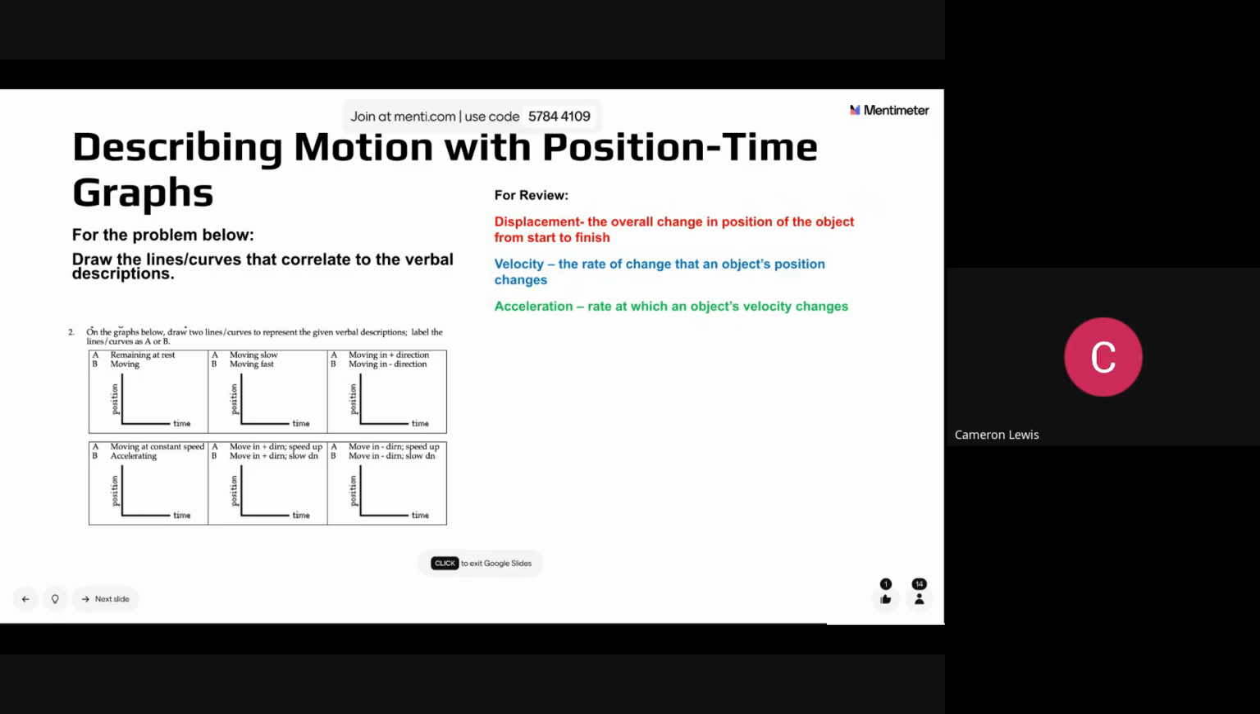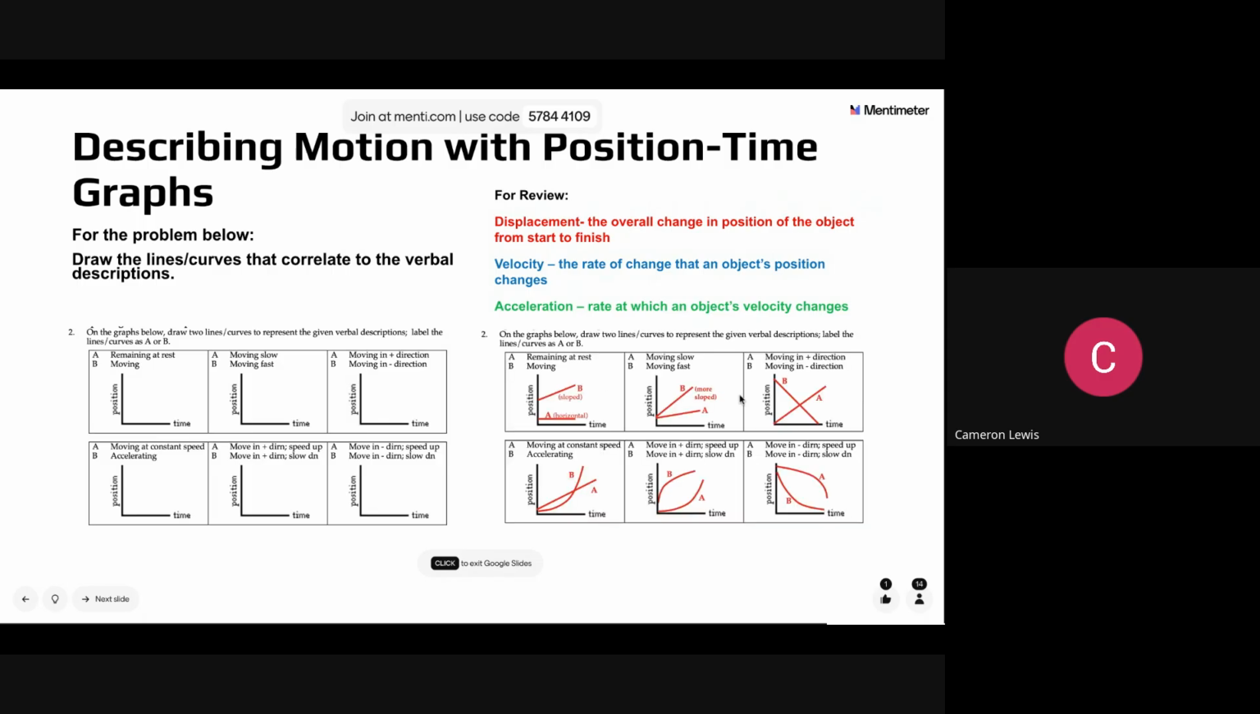So now we're just doing position and time right now. We're going to do a lot more graphing next class to really bring it all home. But let's just look at these answers to see how close you guys were. So for the first one, I heard the first one, rest, would be a horizontal line. And then B, we're just looking at moving. We didn't specify how it was going to be, but it's just a slope line.